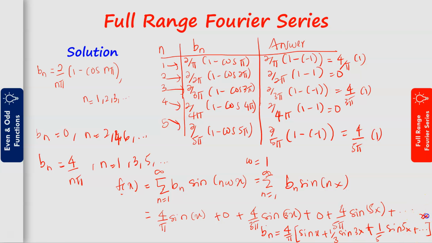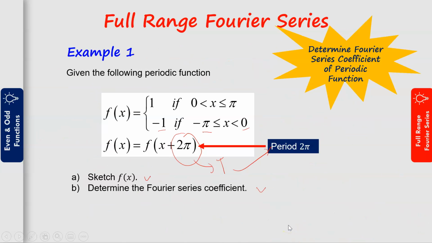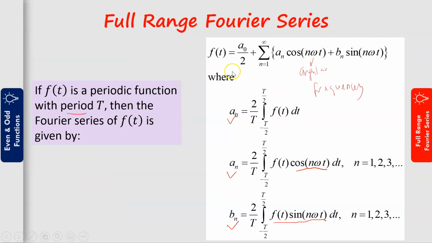So this is the full Fourier series for this full range function. Means that class, to summarize, when you want to find the full range Fourier series, you need to find the coefficients of the Fourier series. Remember, you have the formula which is given by this f(t). You have a0, an, and bn. To find the full range Fourier series, you have to find a0, an, and bn by using these three formulas. In finding this, you need to know about integration.